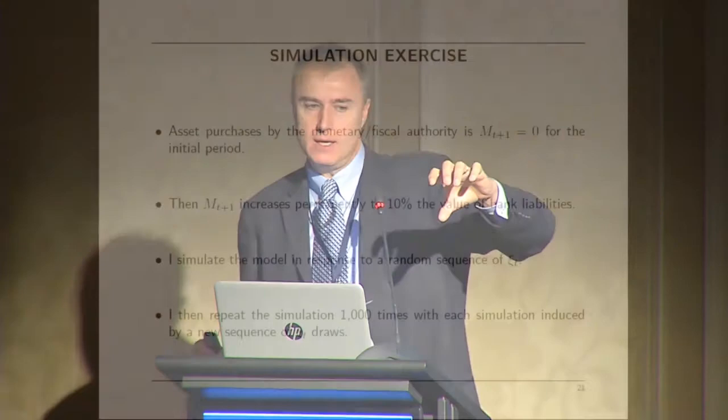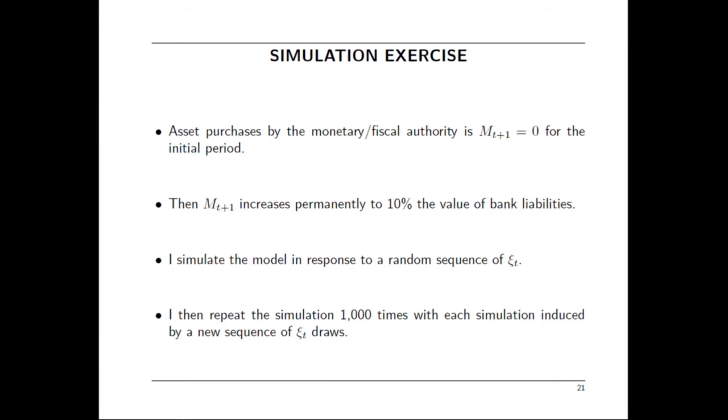This is what I do in the simulation. I start with the asset held by the monetary fiscal authority being zero. It doesn't really matter; I could start with a positive value. What I would like to see is what happens if the asset purchases from the fiscal monetary authority increase. What matters is the increase. So M becomes positive, and the increase in M is about 10% of the initial value of bank liabilities.